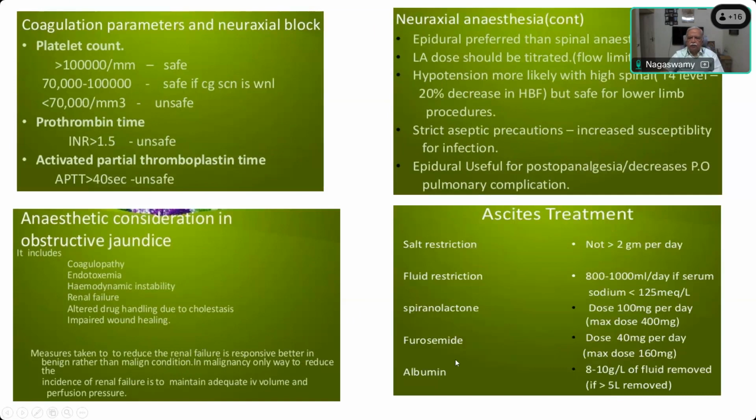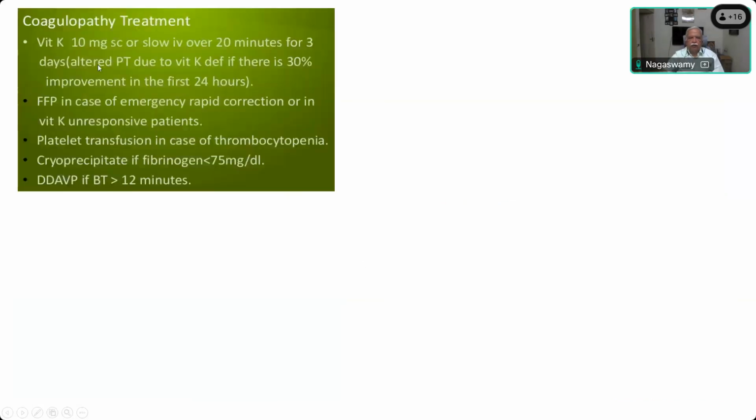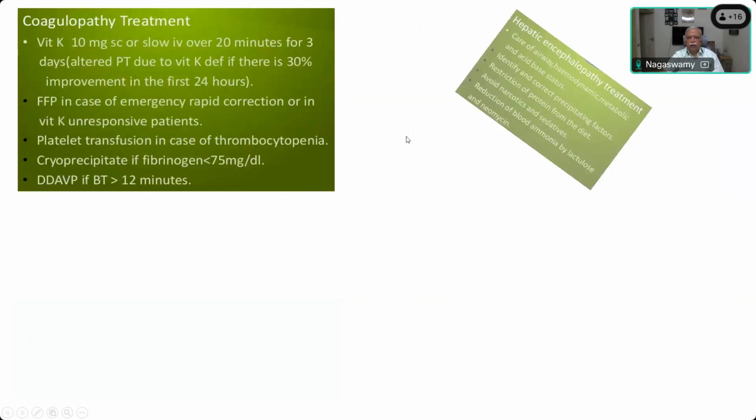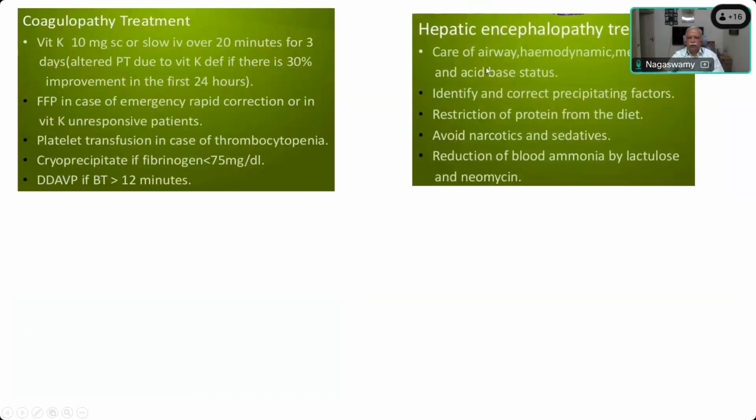Ascites treatment, specifically salt restriction, fluid restriction, spironolactone, furosemide, and albumin replacement. Similarly, coagulopathy treatment: vitamin K, FFP, platelet transfusion, cryoprecipitate, and desmopressin. And hepatic encephalopathy management: care of airway, hemodynamics, acid-base status, identify and correct precipitating causes, restriction of protein intake, avoid narcotics and sedatives, reduction of blood ammonia by lactulose and neomycin.